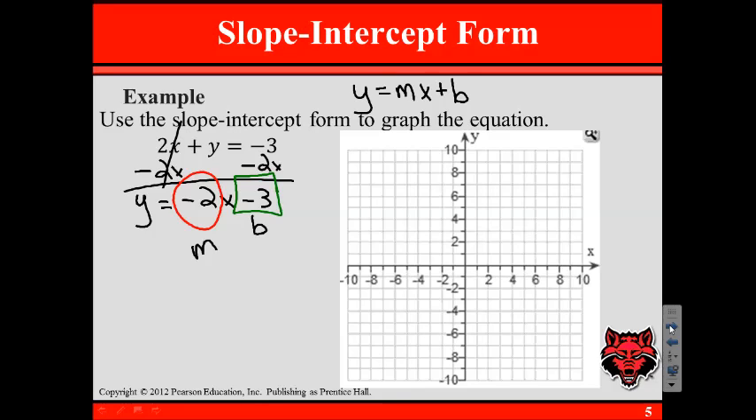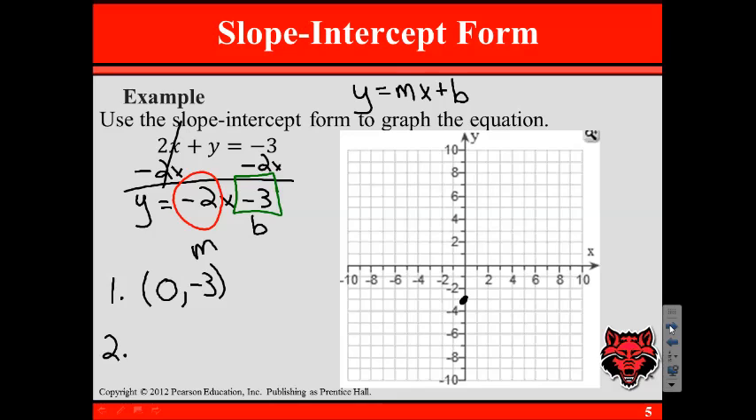Now that we've identified the useful pieces of information, we use the same 2 steps we have in the previous 2 examples to graph this equation. So we start with the y-intercept. We write it as an ordered pair. Remember, the y-intercept always has an x value of 0, and the y value will be the number that we've boxed in green. So now that we found the y-intercept is 0, negative 3, we plot that point.